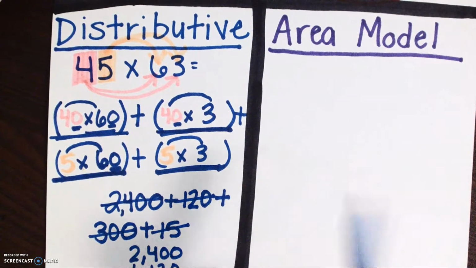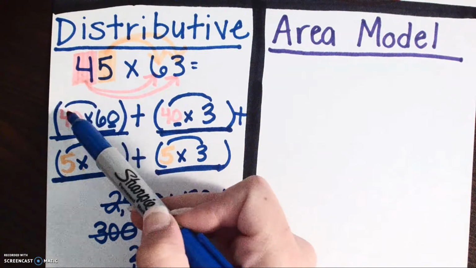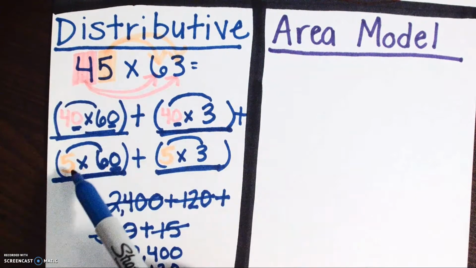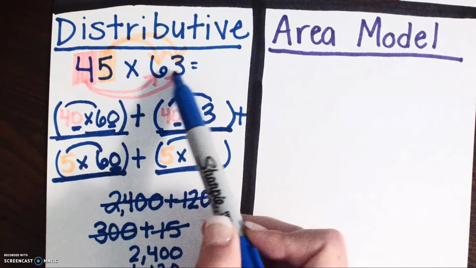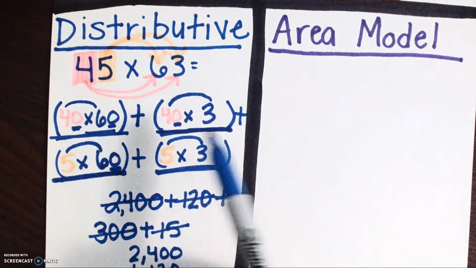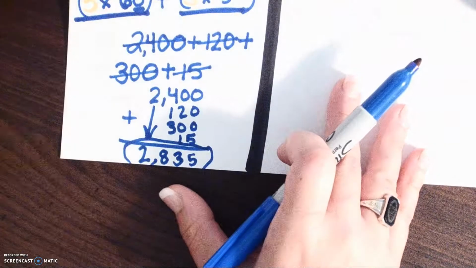Okay, so again, distributive, you're just taking this first 2-digit number, breaking it down into your tens and then your ones, and then you're distributing those tens to the 2-digit number on this side. That's where the 60 and the 3 came from. Then you add up all your answers to get your final answer.